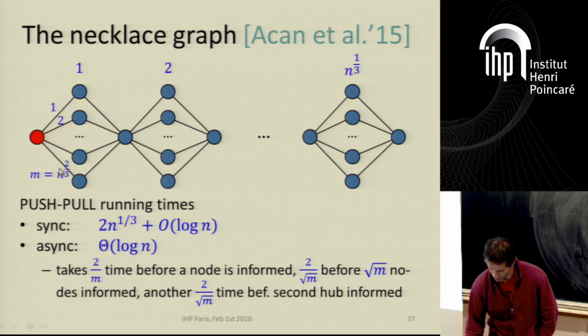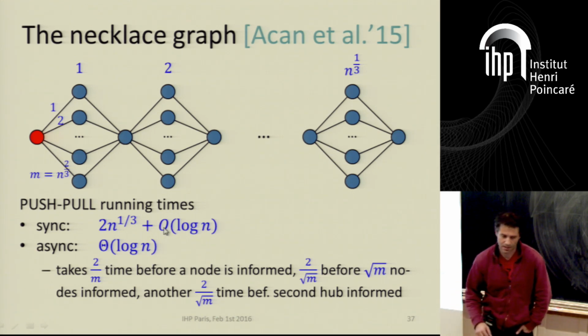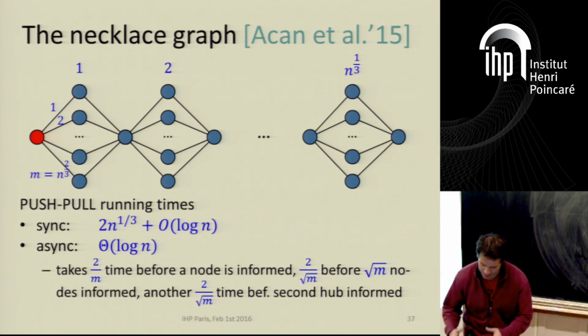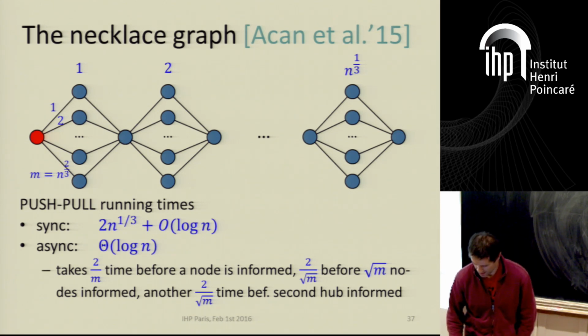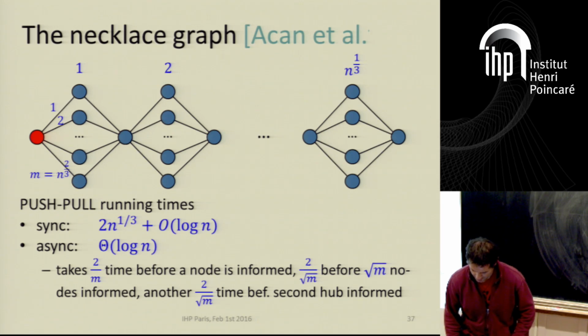We choose m to be that, so 1 over square root of m is 1 over n to the 1/3. And then we multiply by n to the 1/3. So we get a constant time for the rumor to go from there to there. And then we need an additional order logarithm time before every node gets the rumor with high probability.